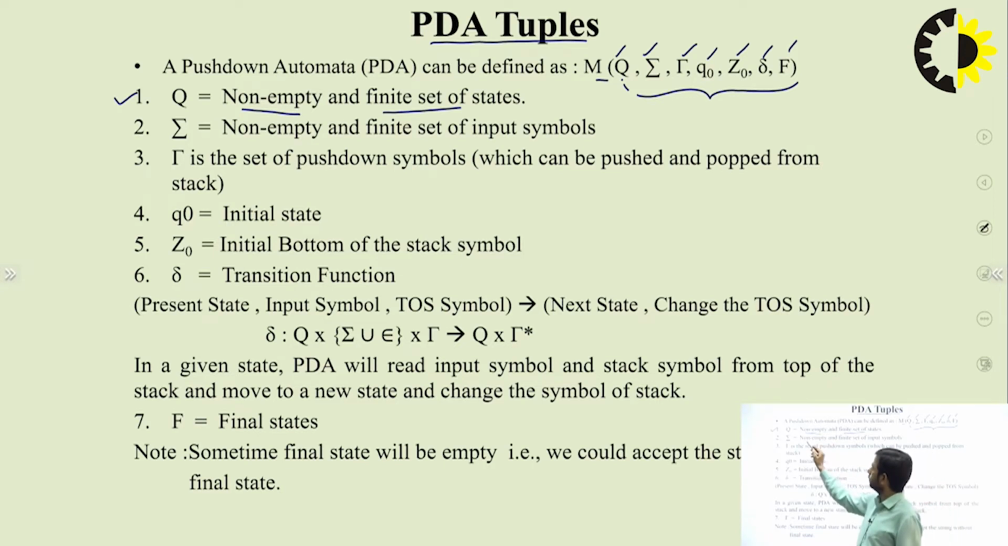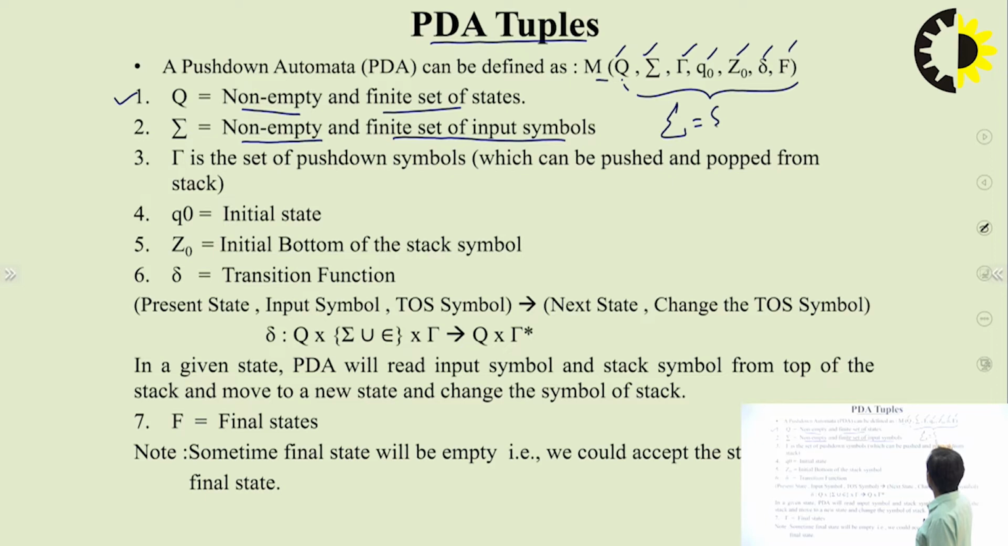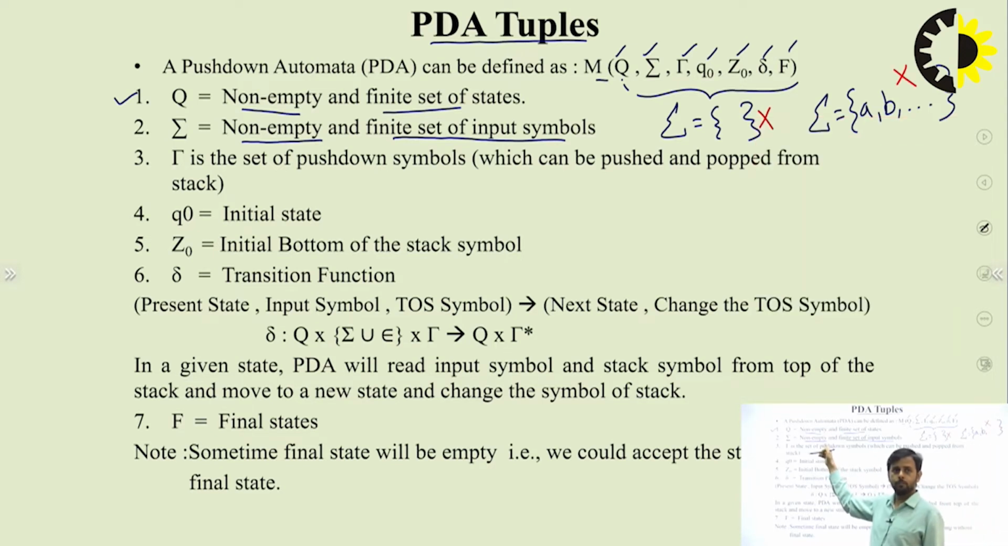Second is sigma. Sigma is a non-empty and finite set of input symbols. It is also non-empty. It is not possible that sigma equals blank or empty; this is wrong and not acceptable. Also, it is not possible that sigma can have an infinite number of symbols. This is also not possible. It must be a non-empty and finite set of input symbols.